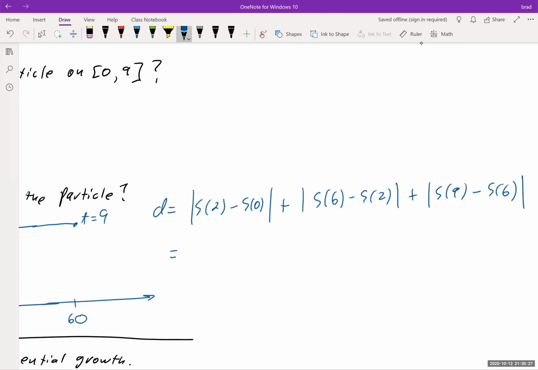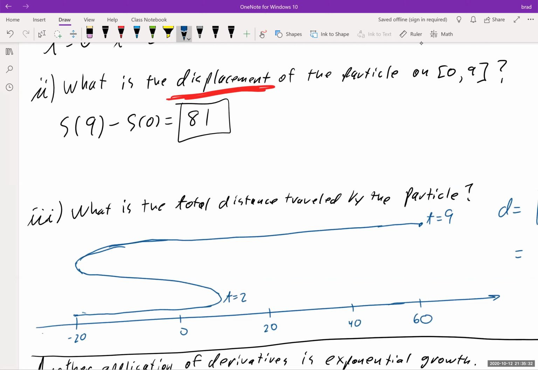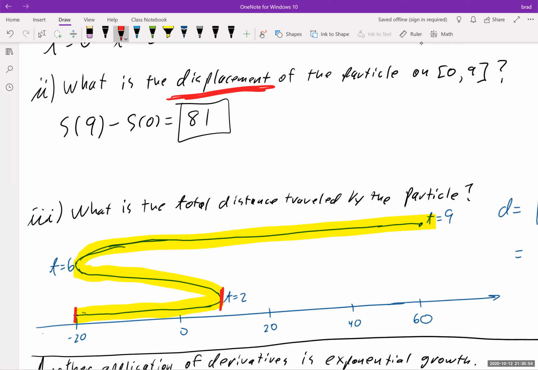So this is the first turn at t equals 2 seconds. This is the second turn at t equals 6 seconds. So it went right for a little bit, for 2 seconds, then it turned back left, and then it goes back this way. We're calculating our distance from here to here, from here to here, and then from here back to here. We put absolute values because we don't care if it's going left, that still counts as a distance.